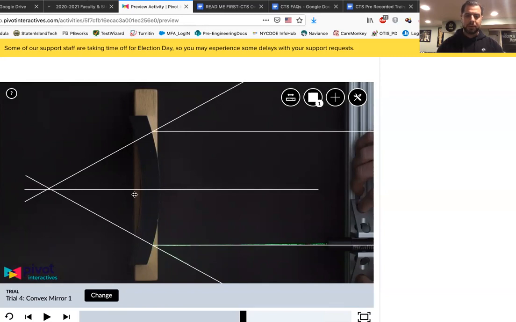And if you measure from here to the center of the mirror, that would be considered the focal length. And that is how we look at concave and convex mirrors.